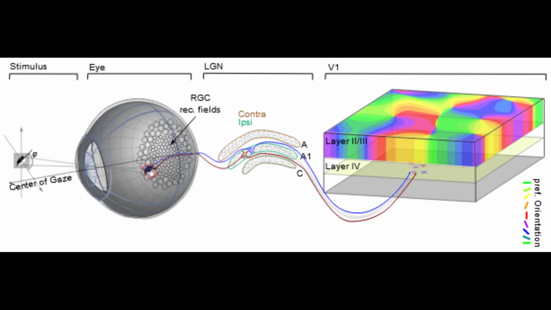Now, there are a few interesting principles of how information is stored or processed in the primary visual cortex, which also apply to some other regions of the brain as well. I've already mentioned one of them, which is that different types of information from the different types of ganglion cells go to different layers in the primary visual cortex.